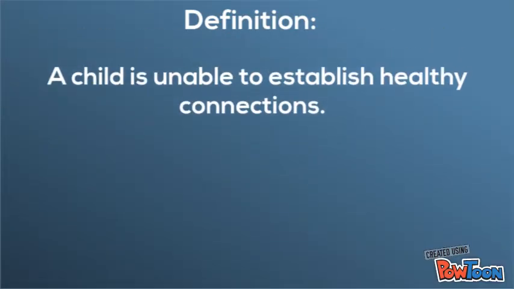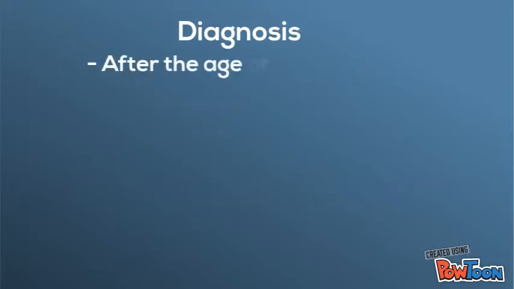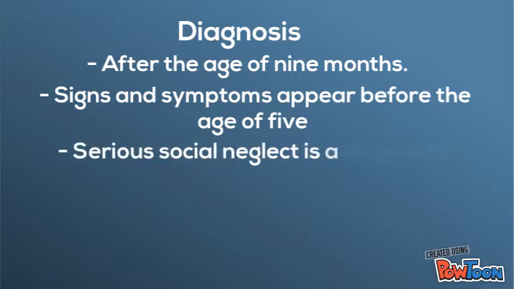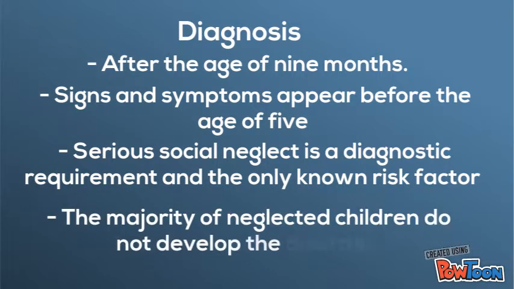Reactive attachment disorder can occur when a child is unable to establish healthy connections. A child with an attachment disorder feels unsafe and alone. A diagnosis occurs after the age of 9 months. Signs and symptoms appear before the age of 5. Serious social neglect is a diagnostic requirement and the only known risk factor. The majority of neglected children do not develop the disorder.